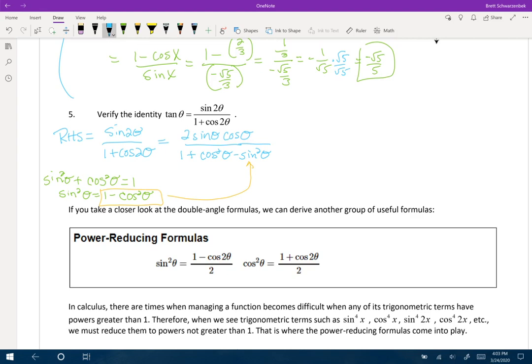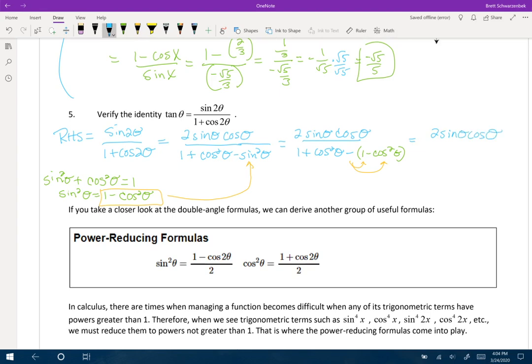So let's do it. 2 sine theta cosine theta over 1 plus cosine squared theta, and then minus, be careful here, in parentheses, 1 minus cosine squared theta. Why do we need parentheses? Well, I hope you realized right off the bat that we have to distribute that negative to both of these, or we are not going to get what we need out of this. That is just standard algebra rules.